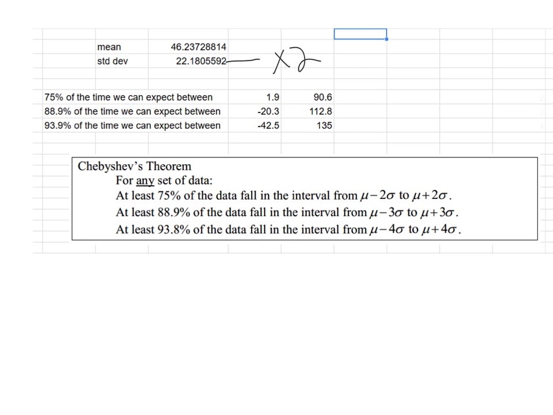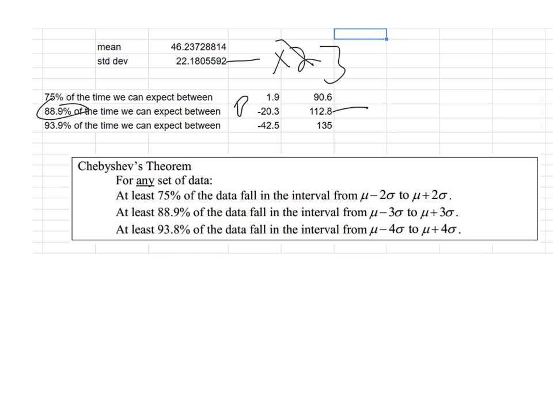Then for the next part, it asks for the 88.9% estimate. So I did 3 standard deviations either side of the mean. I went back and instead of multiplying by 2, I multiplied by 3, and then added it and subtracted it. Notice now I'm getting a negative. I can't have a negative number of storms, so really it should be using 0. That doesn't include the full range, but we've got to make sense of the data too. So 88.9% of the years will have up to almost 113 violent storms.